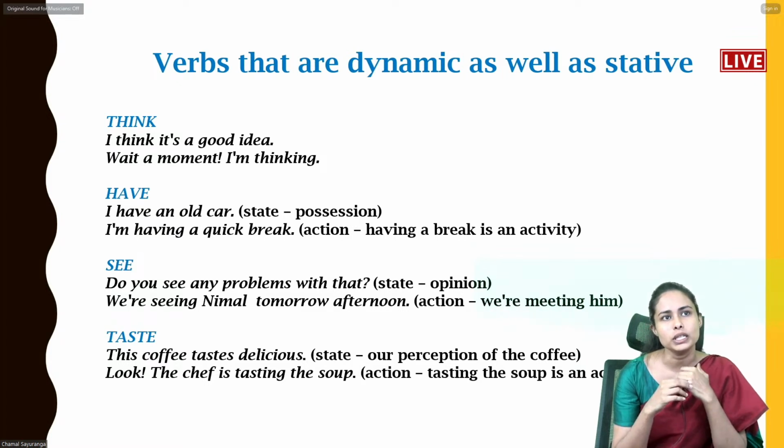Taste: this coffee tastes delicious. Our perception of the coffee, senses, right? Taste. Look, the chef is tasting the soup. That means the chef is tasting the soup now. She is in the action of tasting the soup, right? So there are some verbs that you can use in both dynamic as well as stative verbs.